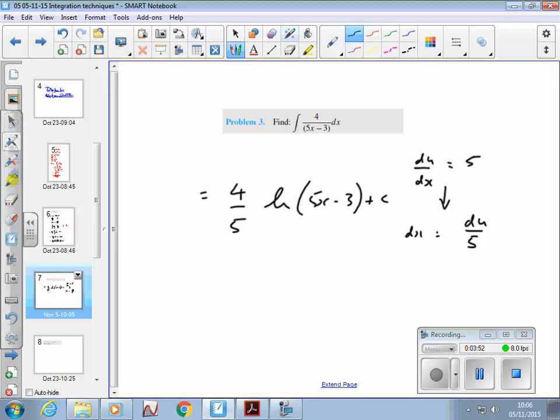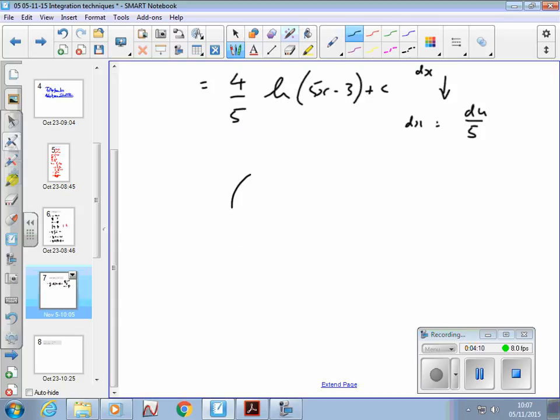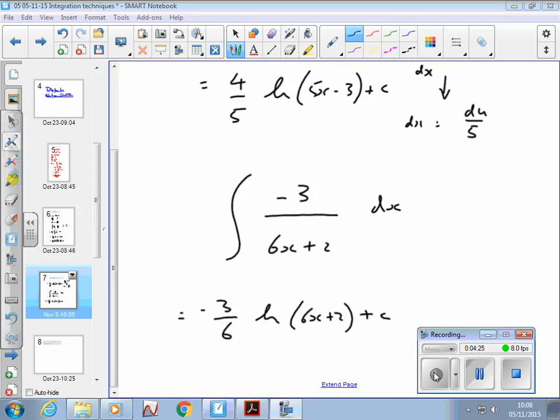So I can write down the answer effectively. And just to repeat, the 4 comes from the 4 on top and the 5 comes from the 5 that's inside the function underneath. So just write down the answer. In the same way, the minus 3 on top comes out and goes on top, and the 6 that's inside the function goes underneath.